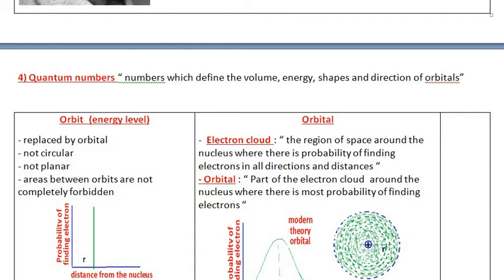So if we compare now between the orbital concept in the modern theory of atom and the last theories of Bohr, for example, the orbital here in the modern theory of atom is called electron cloud, which is the region of space around the nucleus where the probability of finding electrons is great in all directions. But in the last theories, the concept of orbit was the circle. The orbit is a circular path in which electron moves around the nucleus.